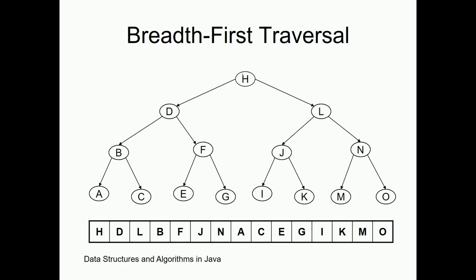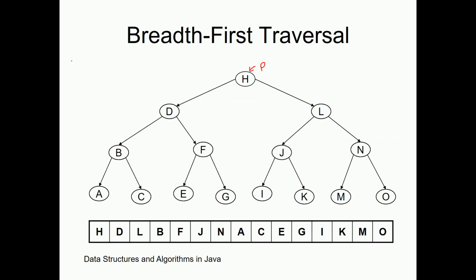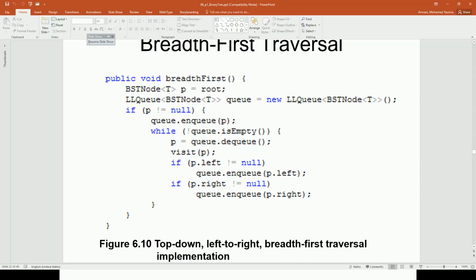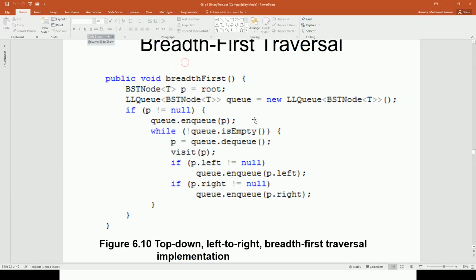We have, this is our P. So P points to this root. That's what we do. Then we have our Q. We represent the Q to be something like this. And the first thing that we did is that we look for this P is not null. It is not null. And then we enqueue P. Then we're just going to enqueue this H.